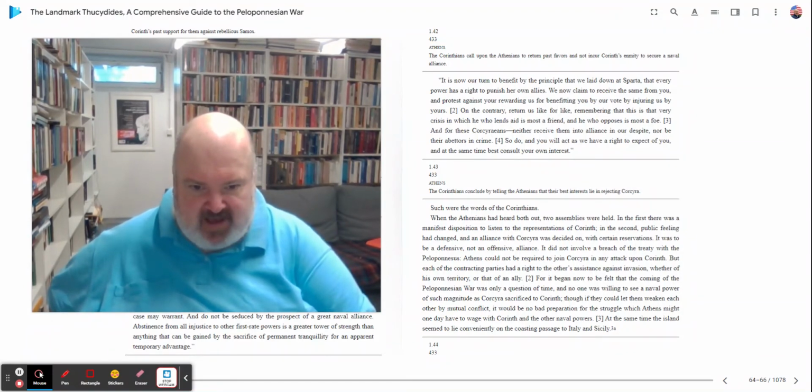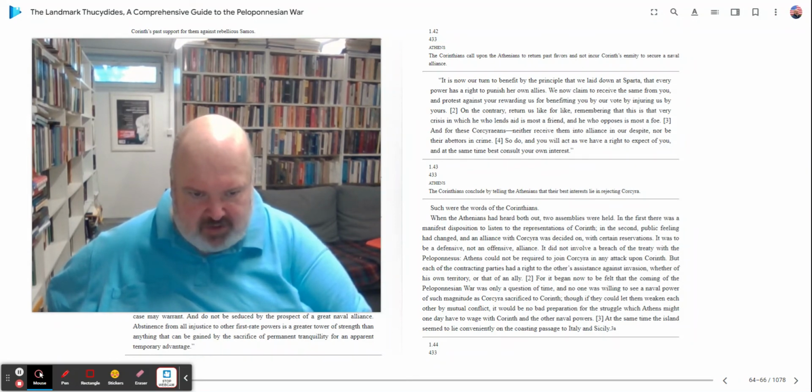It was to be a defensive, not an offensive alliance. It did not involve an attack on the treaty with the Peloponnese. Athens could not be required to join Corcyra in an attack on Corinth, but each of the contracting parties had the right to the other's assistance against invasion, whether of her own territory or that of an ally.